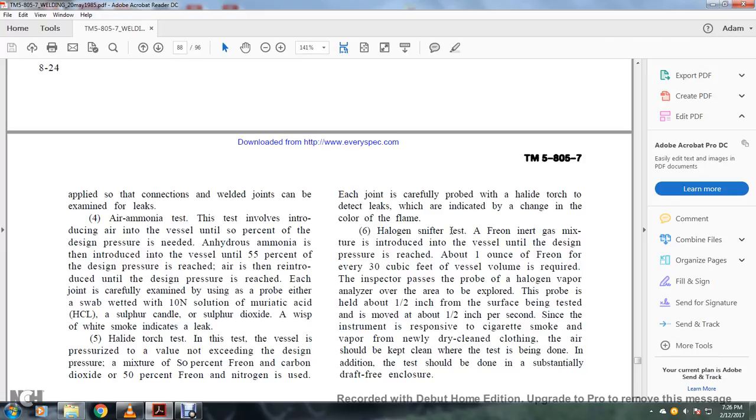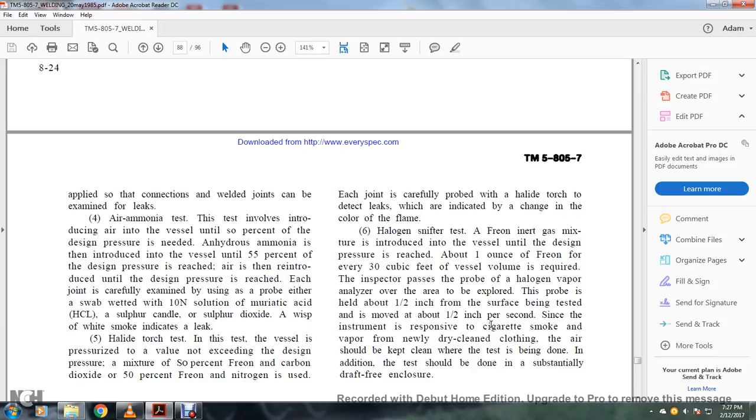Halogen sniffer test. The freon and air gas mixture is introduced to the vessel until the design pressure is reached. About 1 ounce of freon for every 30 cubic feet of vessel volume is required. The inspector passes the probe of the halogen vapor analyzer over the area to be explored, with the probe held within 1/4 inch of the surface being tested and moved about 1/2 inch per second.